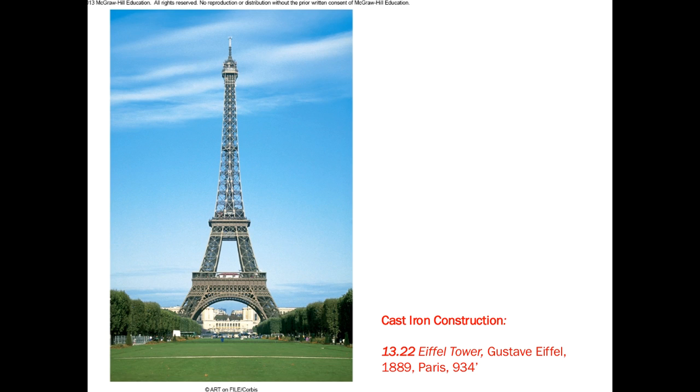You can actually climb up in this. There's staircases. You can't really see them, but there's staircases along here and then down along the leg, and you can go all the way up to the top as well. But the Eiffel Tower, made by Gustave Eiffel, that's named after the architect, is cast iron construction, and we can see the skeleton, but there is no skin.